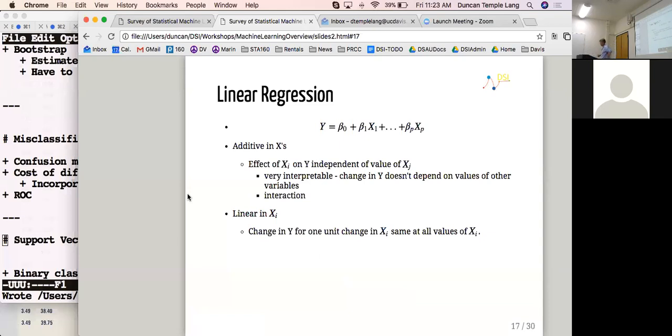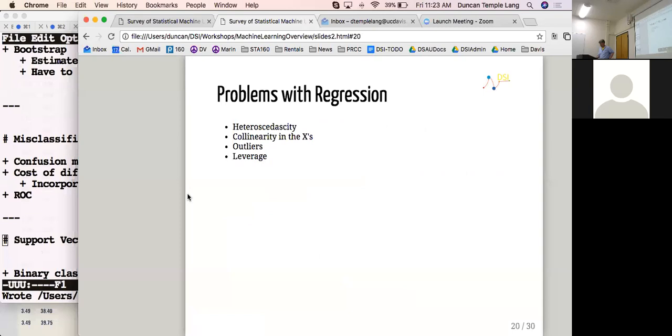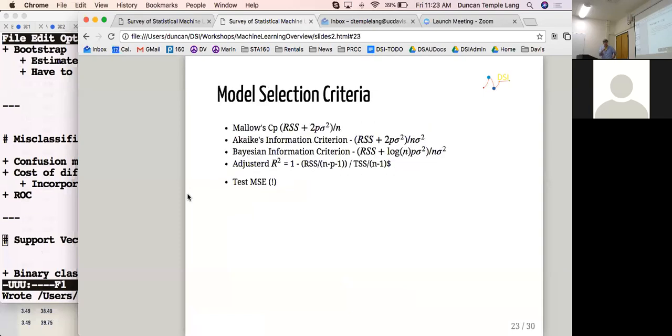Mallow's Cp, and they're all, did I write them down here? No, I did, actually. There we go. These are different criteria that you can use. Mallow's Cp, they all have the same basic characteristic, and this is actually nice. There's a nice progression in statistics as we gradually figure things out.